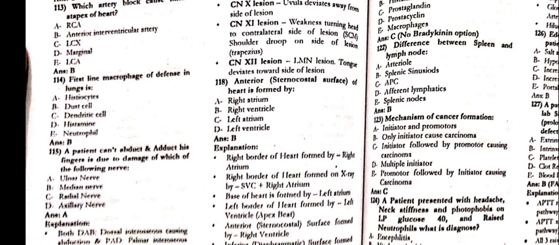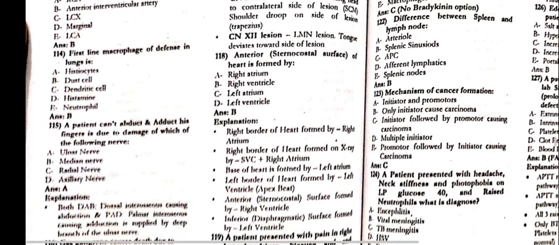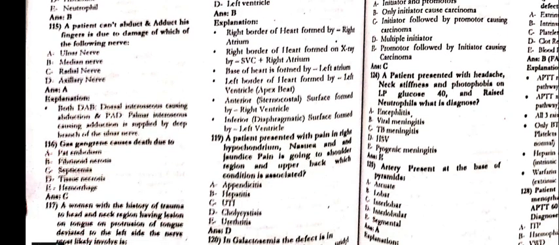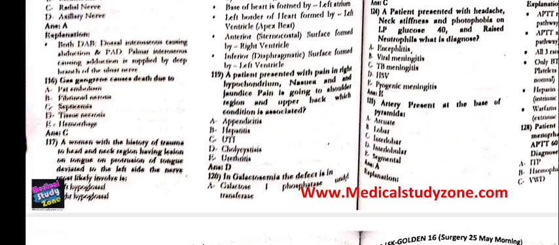Next, 114, the first line macrophages of the defense in the lungs is beta, that is the dust cell. 115, the patient cannot abduct and adduct his fingers due to the damage of which of the following nerves, that is alpha ulnar nerve. Next, 116, the gas gangrene causes death due to Charlie, that is septicemia.